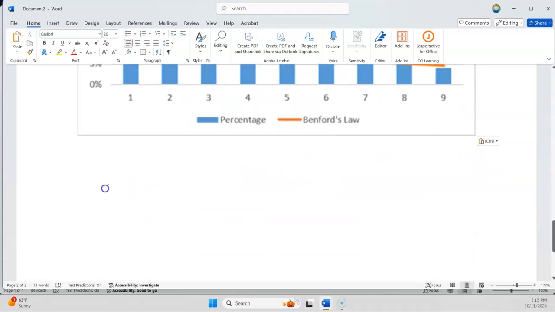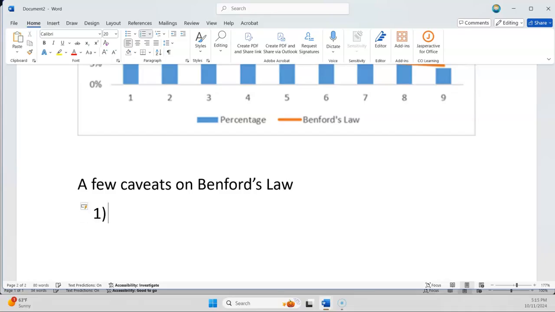Now, I've got a couple of caveats. So a few little things that we should know about it. And we got three big ones. The first one is bigger is better. So Benford's law works better with larger data sets. So while the law has been shown to hold true for data sets for as few as like 50 or 100 numbers, you probably want more than 500 data points to be suited for this kind of analysis.